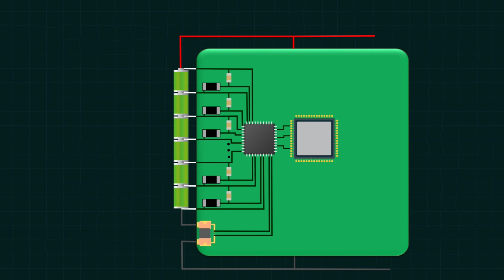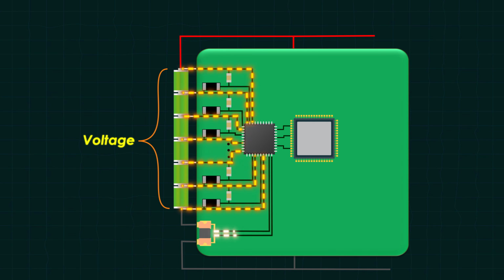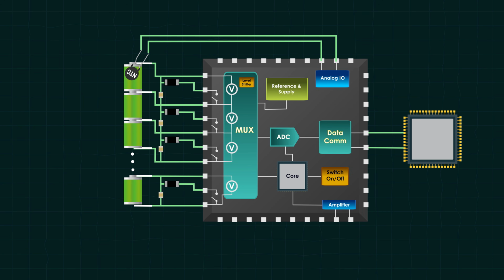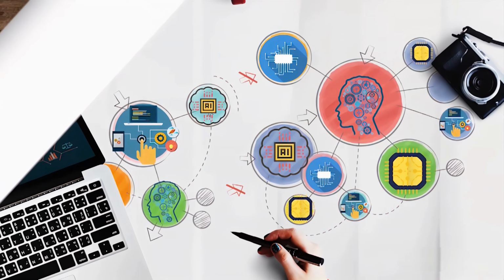An analog front end is the sensing ears and eyes of a BMS, a dedicated chip that measures cell voltages, current, and temperature with high precision. It's used in BMS to reliably monitor and protect every battery cell, ensuring safety, balance, and performance even in low voltage packs. Stay tuned to go more deeper into this.